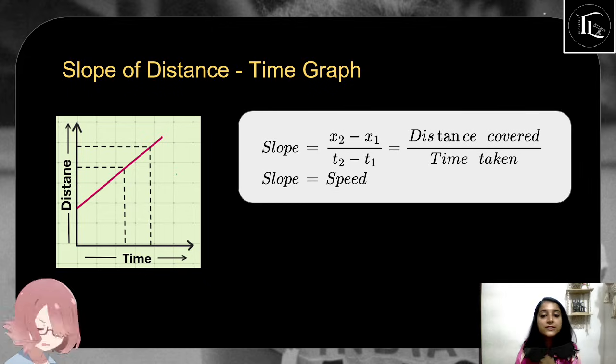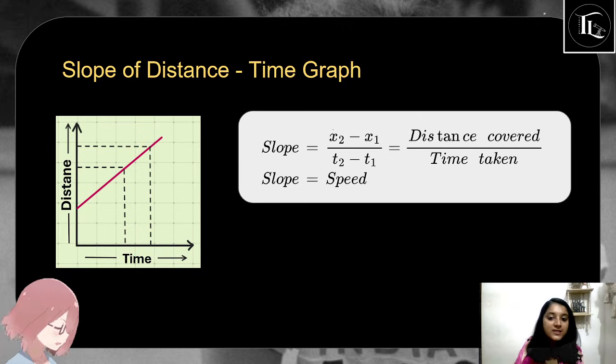Now, slope of the, again, slope, the formula will remain same. Y2 minus Y1 divided by X2 minus X1. Here the quantity is time and distance. So X2 minus X1 is the distance. Like this is X1, this is X2, this is T2, and this is T1. And it will give you the speed.